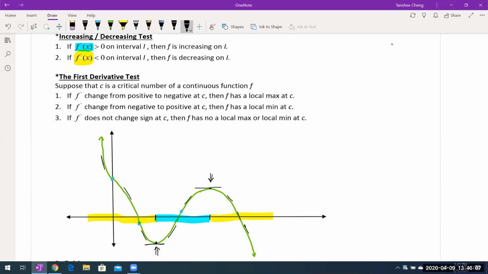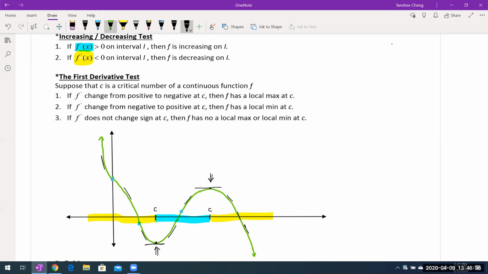So the first derivative test says that, suppose that C is a critical number. So right here, let's say C, because according to the picture, I have two of them, right? I'm going to explain to you what those are. So C, these are my critical values, right? Critical numbers. Of course, f has to be a continuous function. Then this is an if-then statement, so you need to read it carefully, okay?